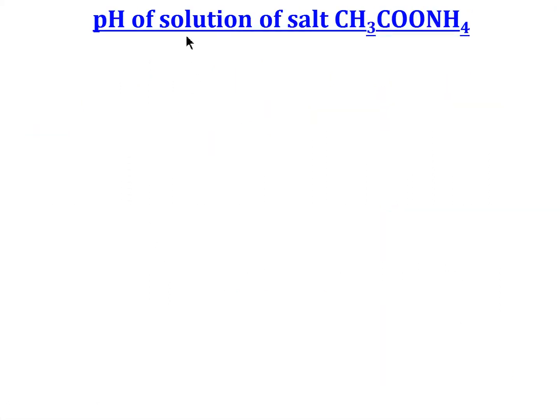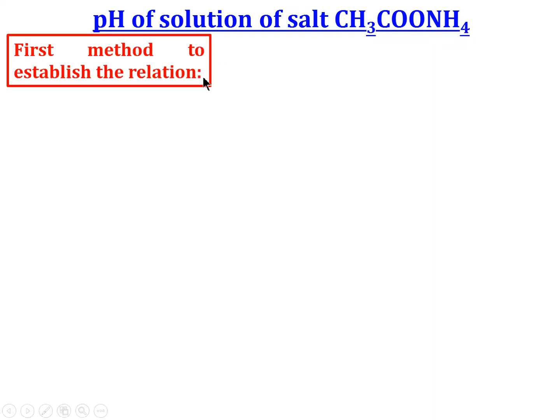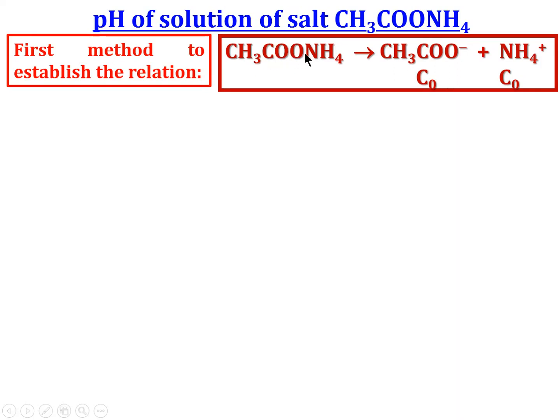We pass to the calculation of the pH of a solution of a salt, for example CH3COONH4. Note that this salt is provided by the weak acid CH3COOH and the weak base NH4OH. First method: CH3COONH4 dissociates completely in solution to ions CH3COO- and NH4+, and the concentrations of these ions are equal to C0.